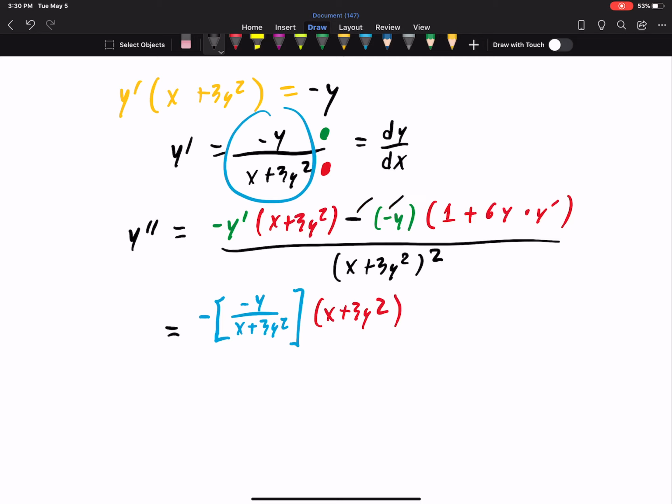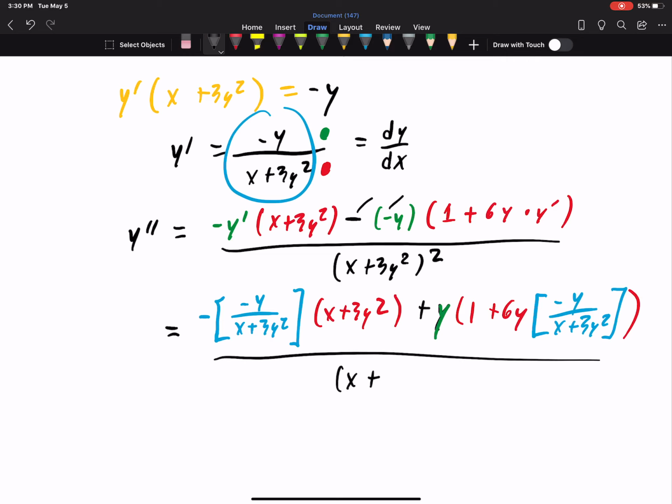So that'll become plus y. I guess I'll do that in green, just to make it clear that's what was happening. Then we have 1 plus 6y, and then we're going to replace this y prime with this minus y over x plus 3y squared. And then that was it. We just substituted in all of our y primes. And then finally, we have this lovely thing in the denominator that we just need to copy paste. All right, so that's that.